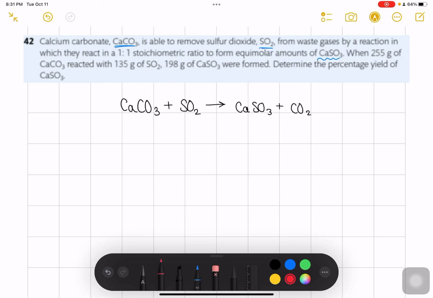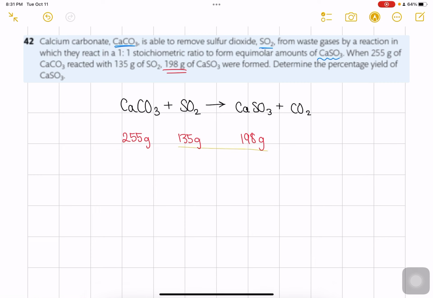Okay, let's continue. When 255 grams of CaCO3 reacted with 135 grams of SO2, 198 grams of CaSO3 were formed. 198 grams. So what is this number? Is it the actual or the theoretical yield? I'll give you a minute to think about that. It is the actual yield because they gave it to us as an exact number. So we have to determine the percentage yield.